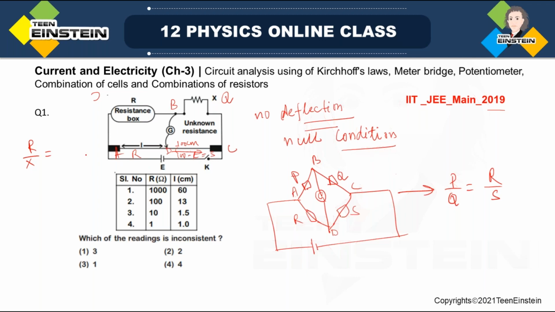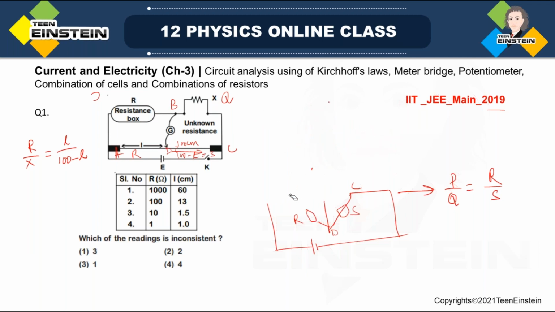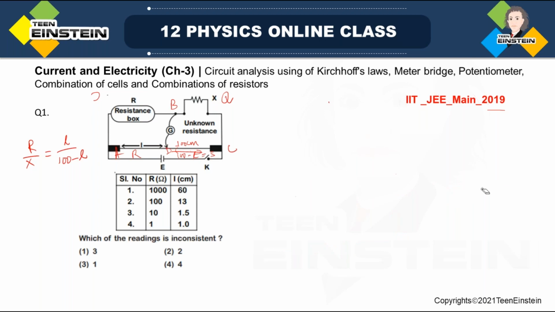Here it is L, so L by 100 minus L. This is what will get the condition for null position here with the given meter bridge. So I'll just erase this out so that I can use this space, and look here, inconsistent reading we have to find out. That means every time we'll use this, and let me write what is X. X is actually 100 minus L divided by L into R.